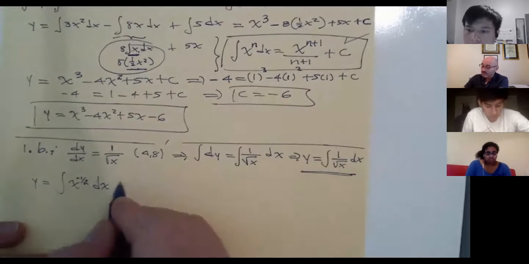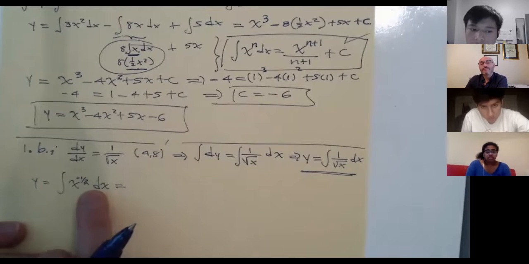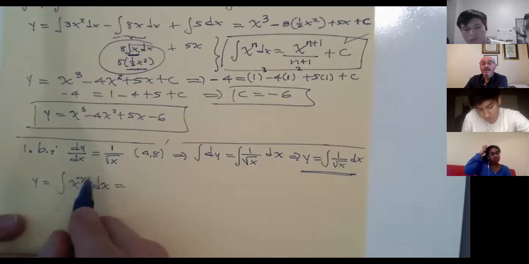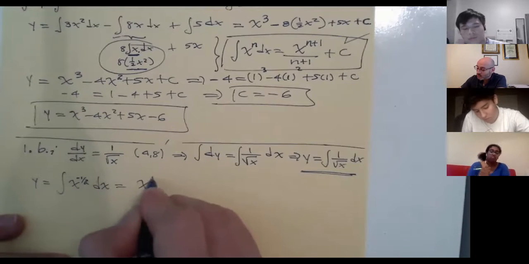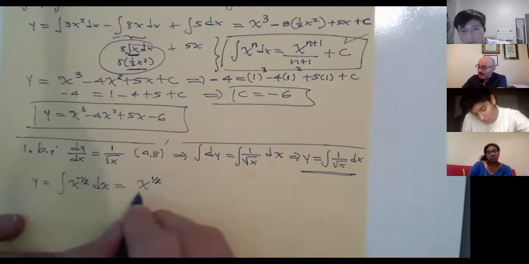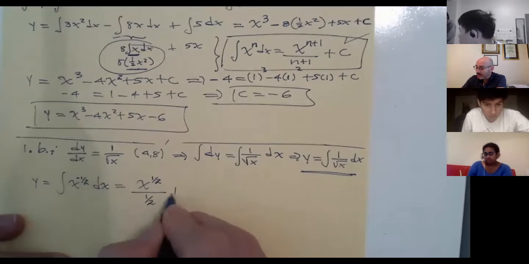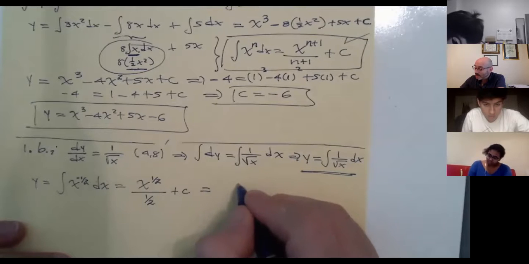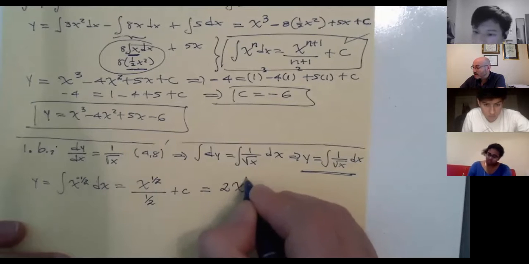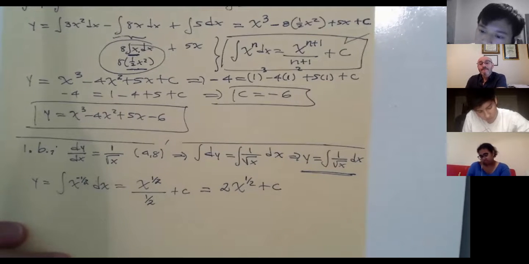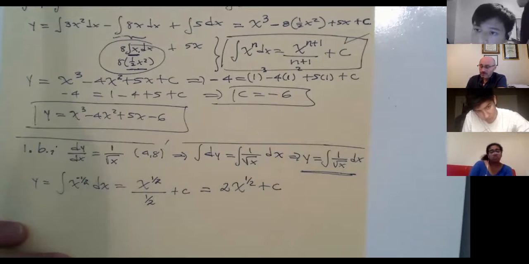So here, we're going to apply that rule to find y. The integral of x to the negative 1/2 will be x to the 1/2, because it will be negative 1 plus 1, right? Divided by 1/2 plus c, which is equivalent to 2 times x to the 1/2 plus c. Questions so far?